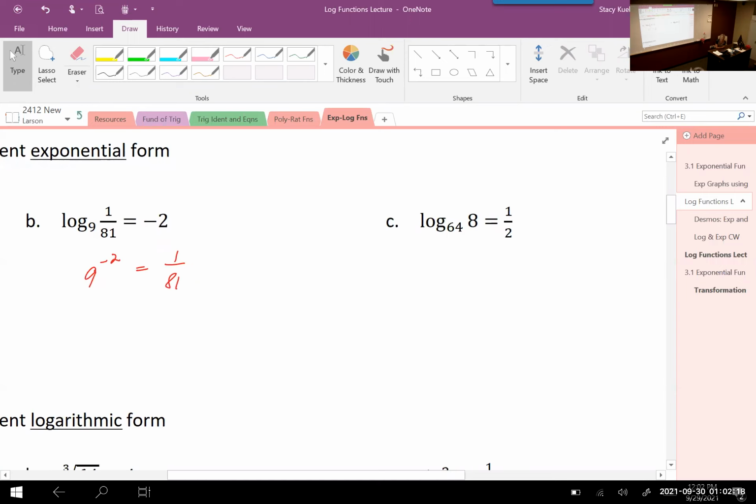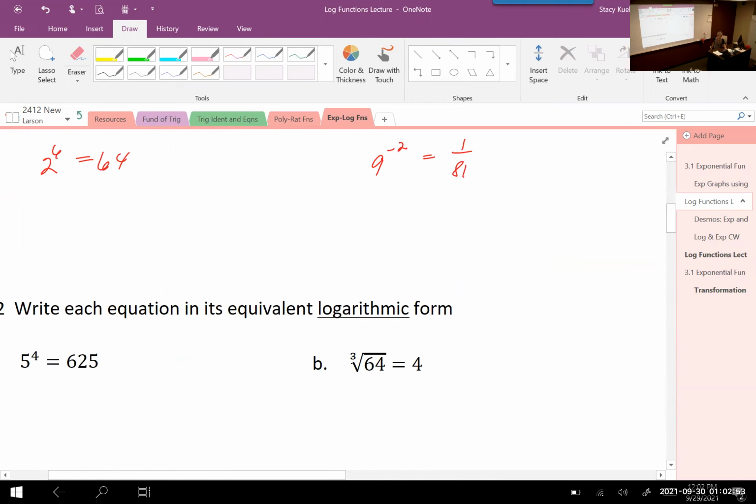What would this, log base 64 of 8 equals 1/2? So what's our base here? 64. 64 raised to what power equals what? Okay, 8. Remember, we can take a base with a rational exponent and rewrite it in its radical form. This is the square root of 64, and the square root of 64 is 8. Okay? All right, let's go backwards now, or let's go in the opposite way.